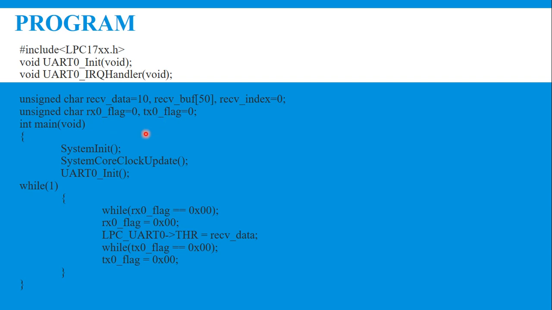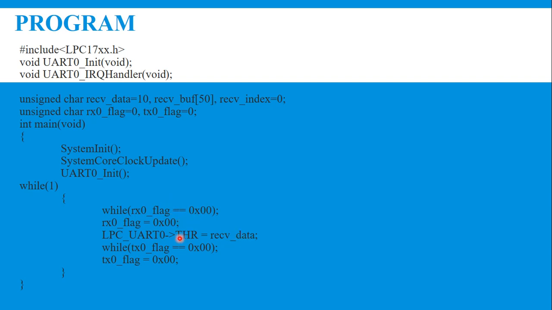So here in the main part of the program, initialization of the system and core clock update are the common ones. As we said, the PLL and clock information is going to be updated by these two functions. And UART0 initialization. Once you initialize the UART0, it's ready to receive and send data, right? So now it is going to check whether the receive flag is equal to 0. If it is not equal to 0, then the transmit register is going to be loaded with the received data. Whatever received data is available, if the flag is not 0, that data will be moved to the transmit register.